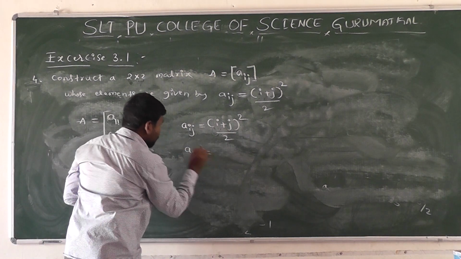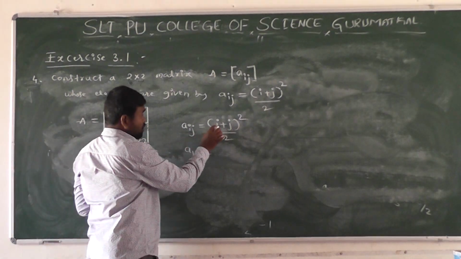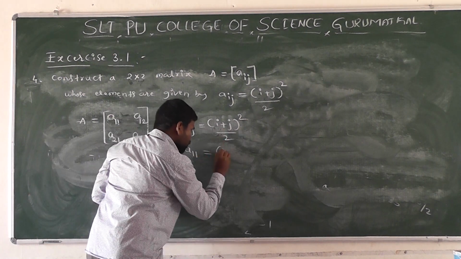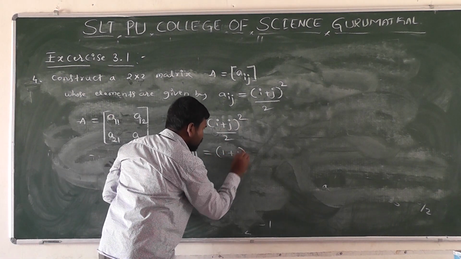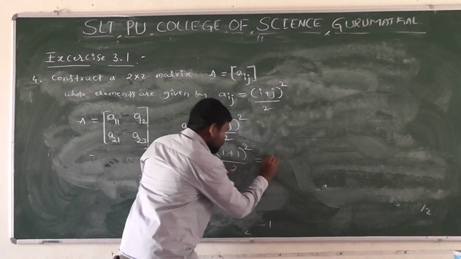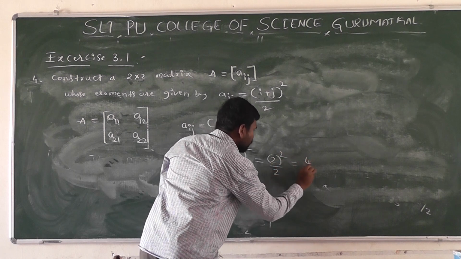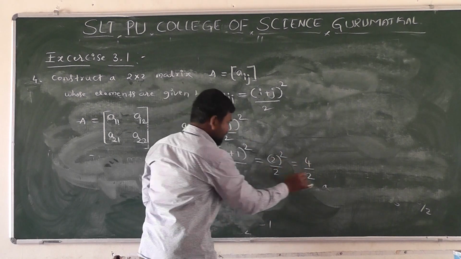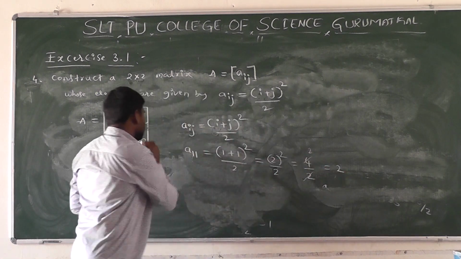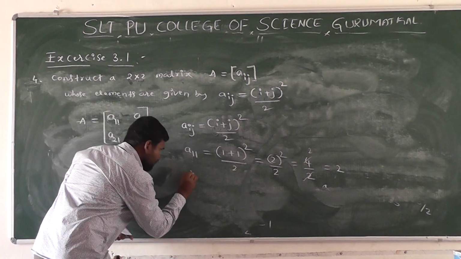A11. What is the row number? 1. What is the column number here? 1. In place of i we have to substitute 1, and in place of j also we have to substitute 1. (1 plus 1) whole square divided by 2. 1 plus 1 how much here? 2. 2 square, 4, divided by 2. Right? 2 ones are 2, 2 twos are 4. Then the first row, first column element is 2.